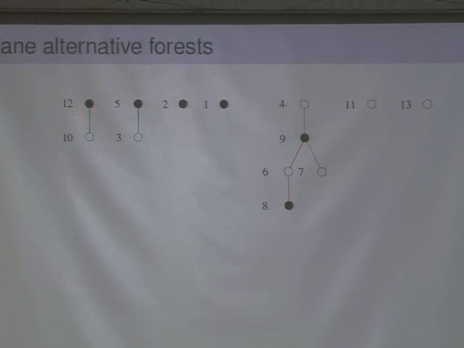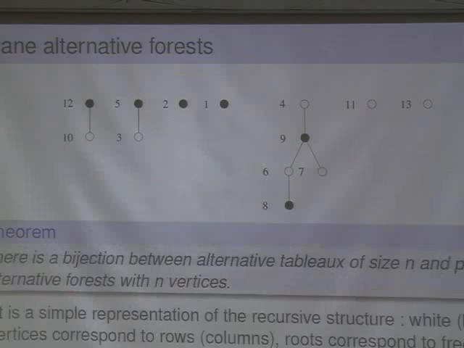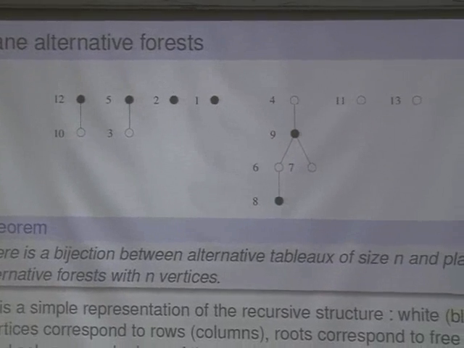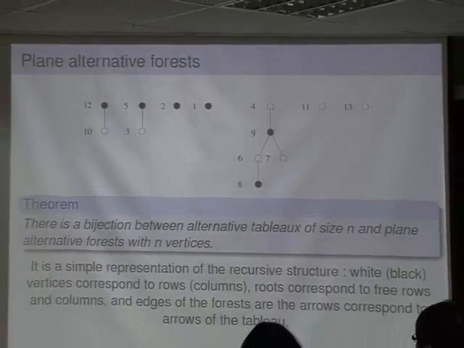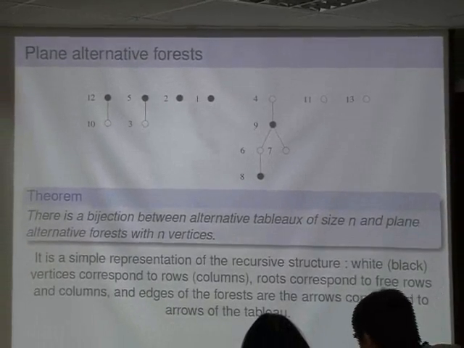And if you have a black vertex, then its child has to be smaller and all its descendants have to be smaller also. Here you see that 4 is smaller than all the elements here, 9 is bigger than all its elements, etc. So this is a plane forest. And there is a bijection between alternating tableaux of size n and plane alternating forests with n vertices.